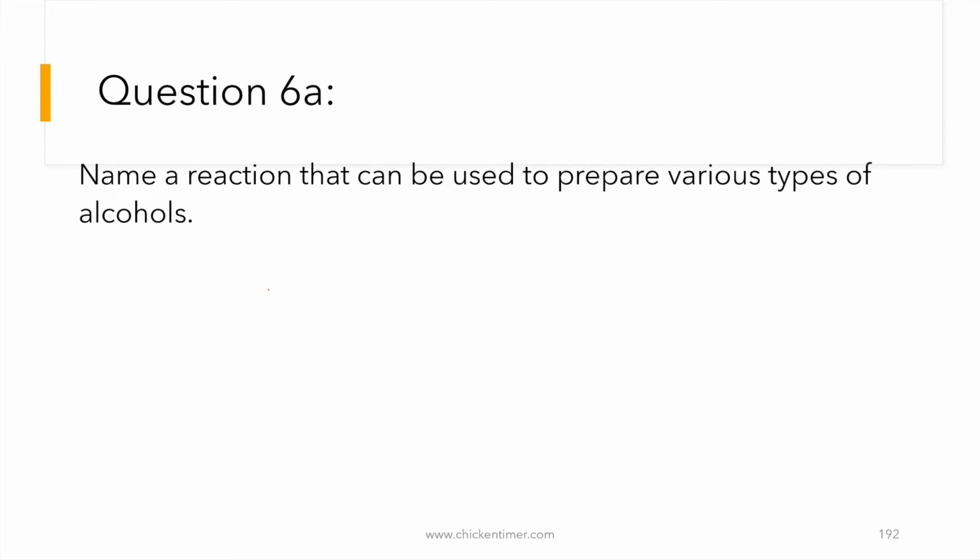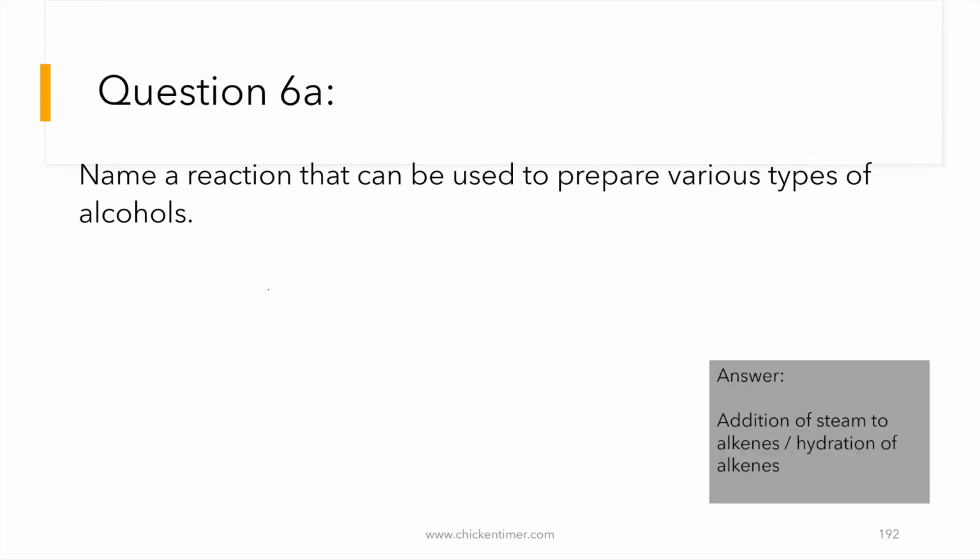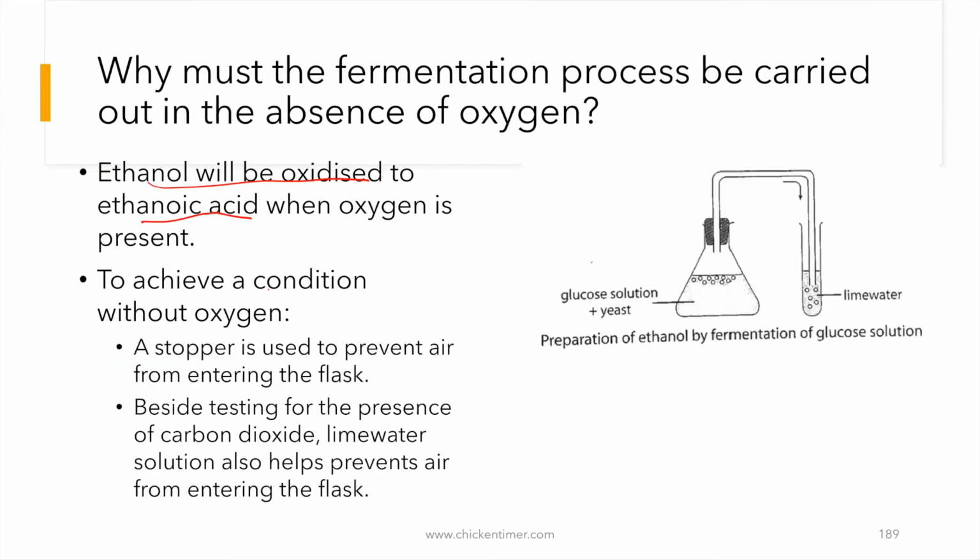So a method that can be used to prepare various types of alcohol is the first case. That means you add steam to alkene. Is it necessary for the air to not be present? Yes, it's because the alcohols will become the acid.